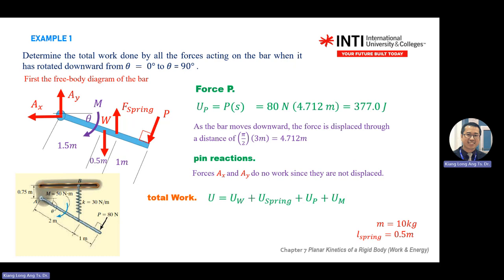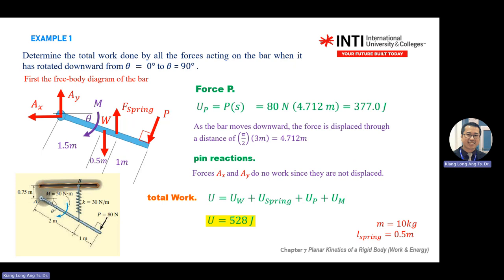when theta equals 0, what is your AX, AY? When theta equals 90 degrees, what is your AX, AY? By using equilibrium, all the force equals 0, all the moment equals 0 at point A. Then you sum up all the work. The answer will be 528 joule, just for your reference.